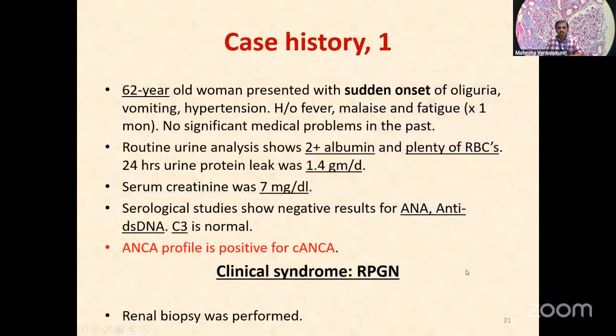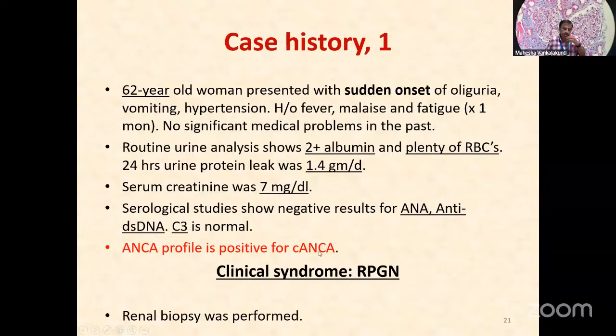So we'll go with the clinical history and the renal biopsy of one of the cases, which belongs to that of an elderly woman who had presented with a sudden onset of oliguria, azotemia, and hypertension. The routine urinalysis showed 2+ albumin with plenty of RBCs, and the protein leak was 1.5 gram per day. The creatinine value was 7 milligram per deciliter, and the ANCA serology was positive for C-ANCA. So the presentation is RPGN and the ANCA is positive.